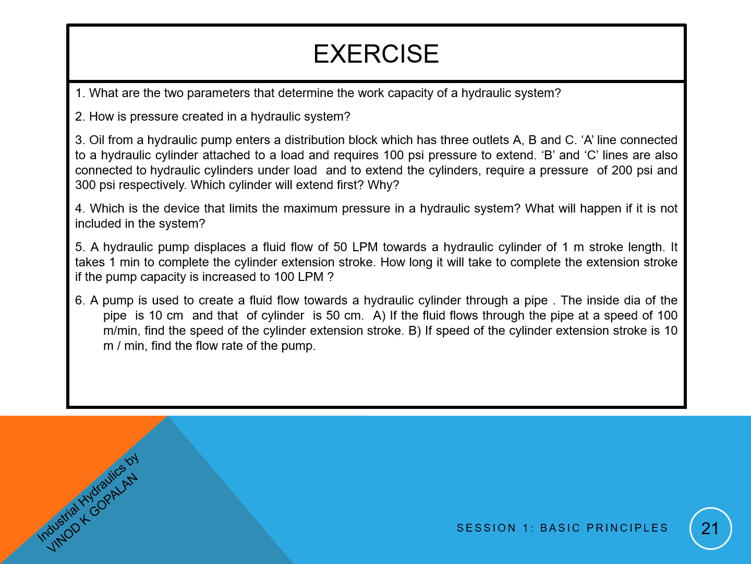Question number 6. A pump is used to create a fluid flow towards a hydraulic cylinder through a pipe. The inside diameter of the pipe is 10 cm and that of the cylinder is 50 cm. A. If the fluid flows through the pipe at a speed of 100 meters per minute, find the speed of the cylinder extension stroke. B. If the speed of the extension stroke is 10 meters per minute, find the flow rate of the pump.